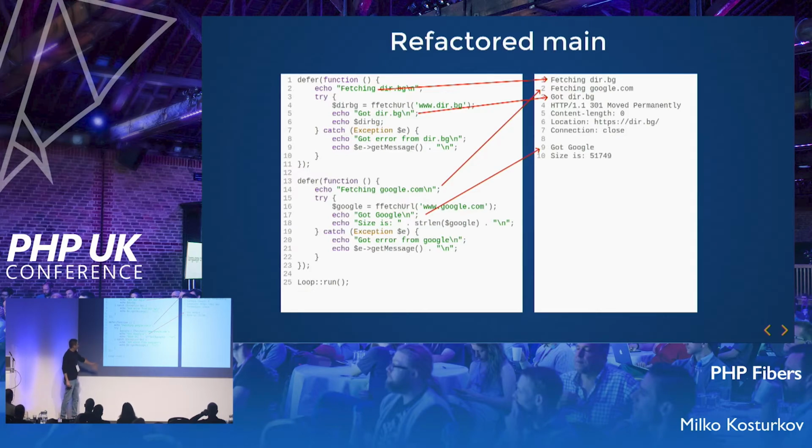And the same goes for fetching Google. And it looks a lot nicer. So we're out of the callback hell. And this is what promises do. This is what generators with promises do. But we have now sane programming. It looks synchronous. It's not synchronous, but it looks like it is.